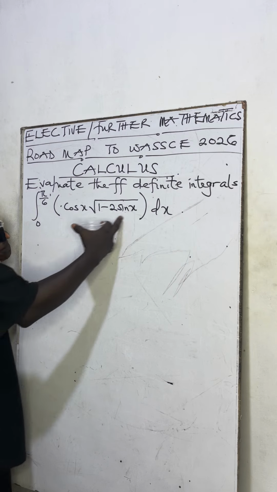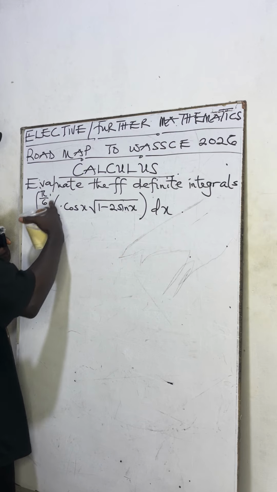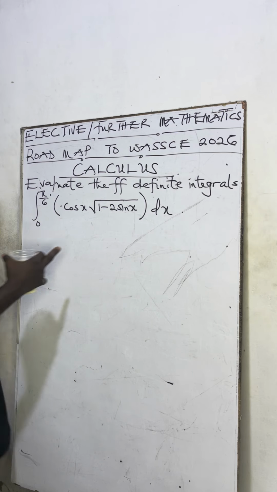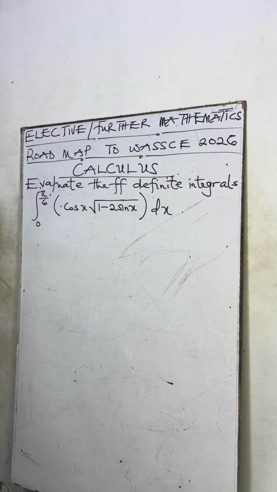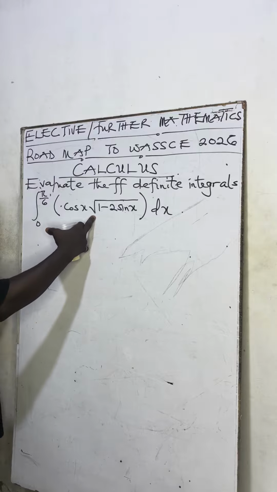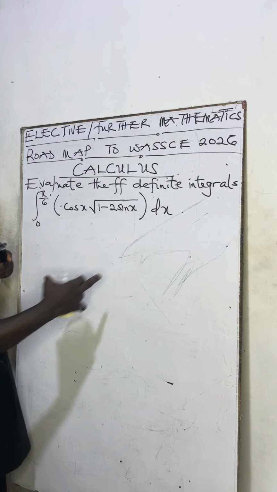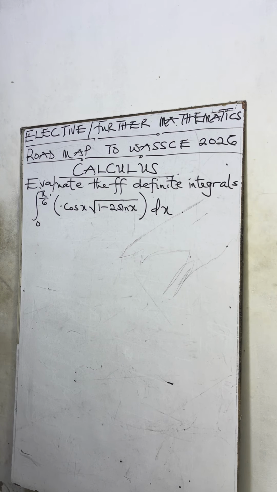Then this is the integrand. So we want to integrate this function with respect to x. Integrate from the lower limit 0 to the upper limit pi by 6 of the function cos x square root of 1 minus 2 sine x with respect to x. Very, very simple question.